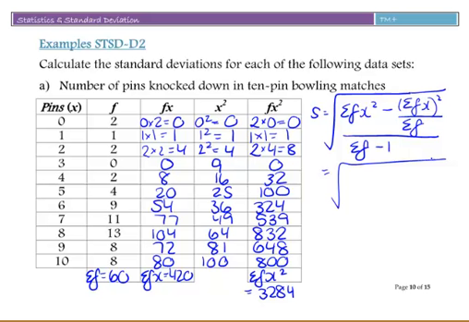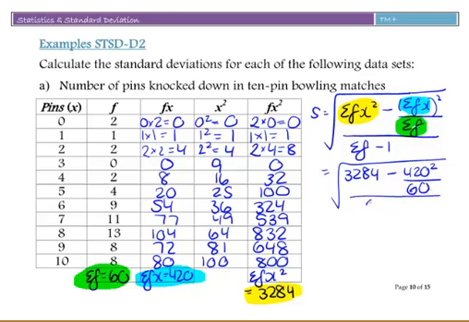So plug in what we've got. 3,284, that's the sum of fx squared. Then we have the sum of fx, so we have minus 420, we need to square that, all over the sum of f, which is 60, all over the sum of f, so 60 minus 1. Plug that in your calculator, you can get approximately 2.41. So therefore, standard deviation is approximately 2.41 pins.